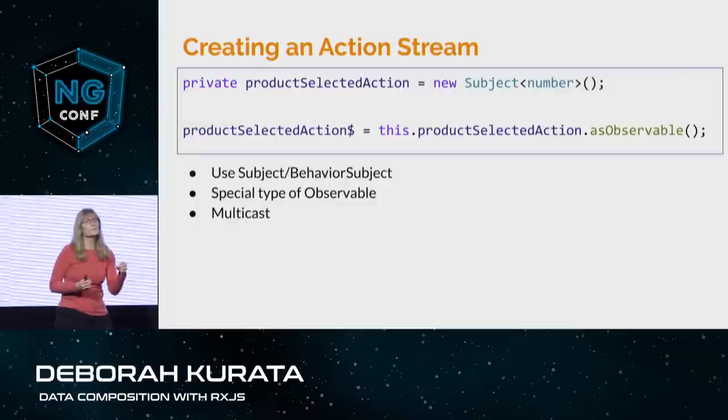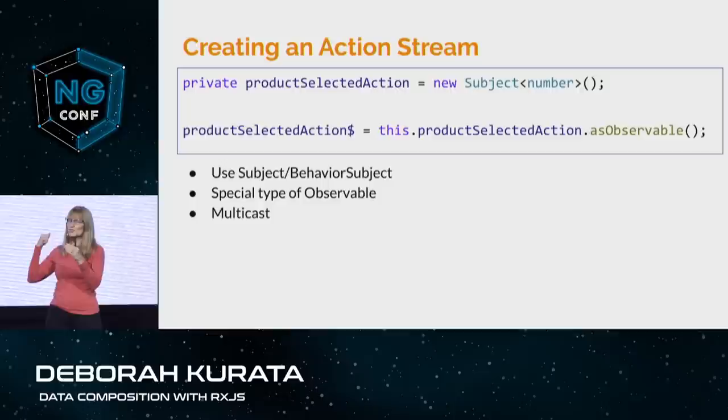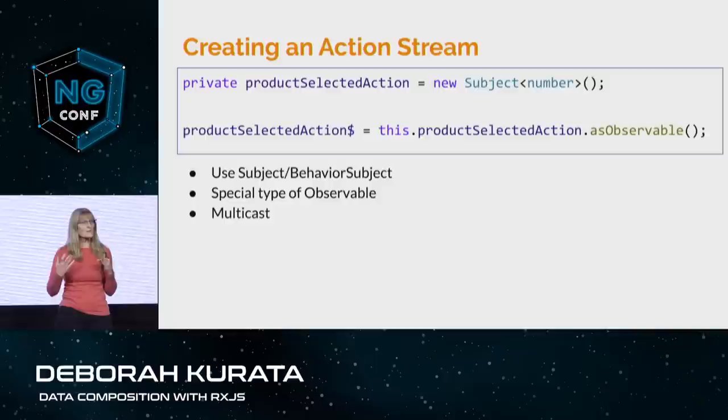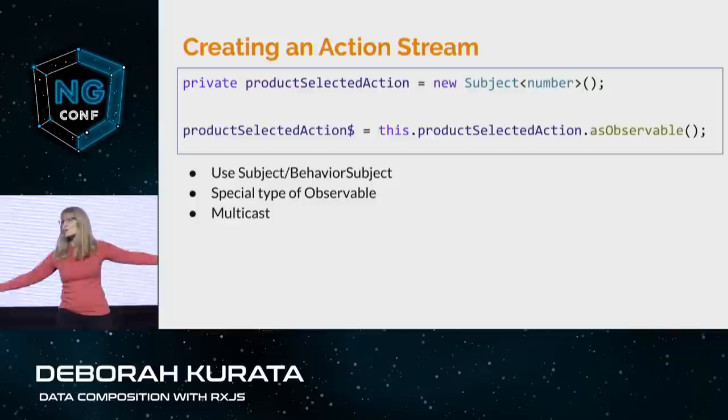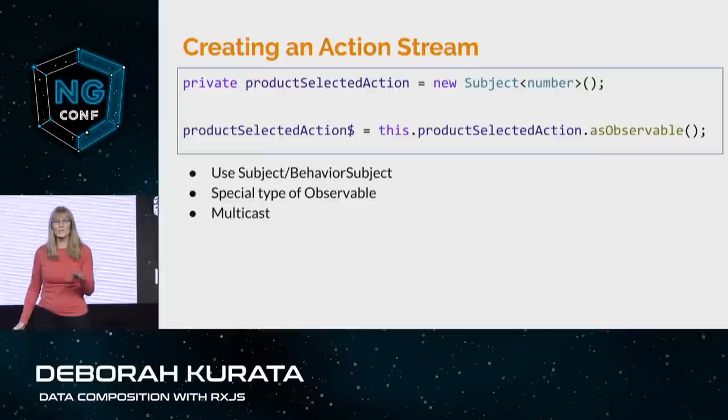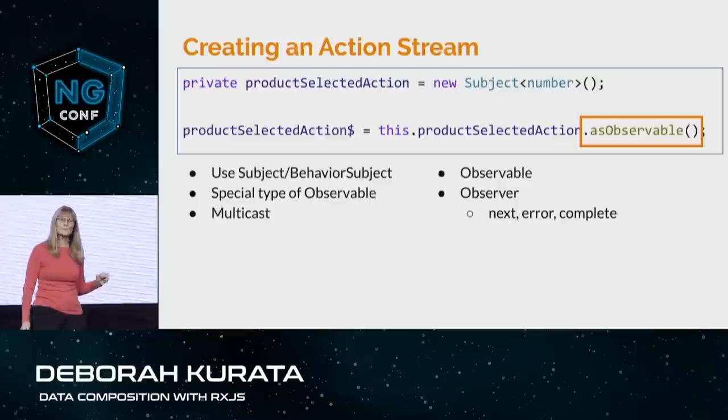Our UI subscribes to that observable, and at that point, it emits all of its stuff directly to that one subscriber. The difference between a subject, behavior subject, and a normal type of observable is it's multicast. It's what allows me to talk to all of you at the same time. Otherwise, it wouldn't be very efficient. The other big difference between a subject, behavior subject, and an observable is that a subject can be both an observable and an observer.